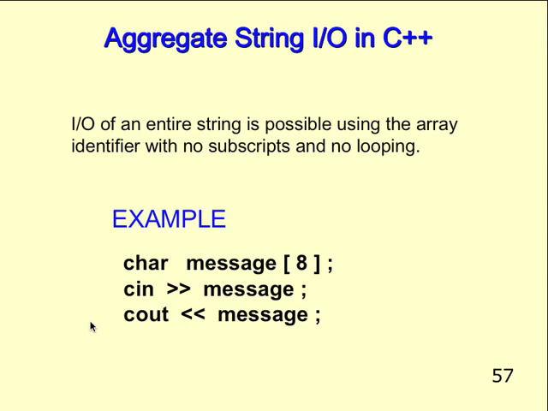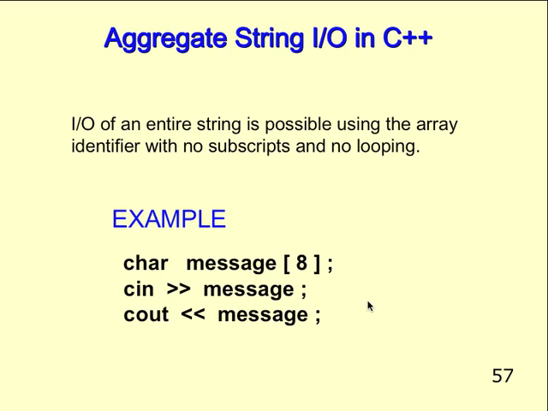So, aggregate string operations. We can do I/O on an entire string using an array identifier with no subscripts and no looping. It's done this way: we declare a message with 8 characters, and we say cin message, cout message. So strings are different from other arrays. We can do I/O, we can do aggregate functions on it, we can run methods on it, we can treat it like an object. It's implemented using a character array, but it's not like an array. It has special qualities that go above and beyond the array concept. You can't do that with other arrays.